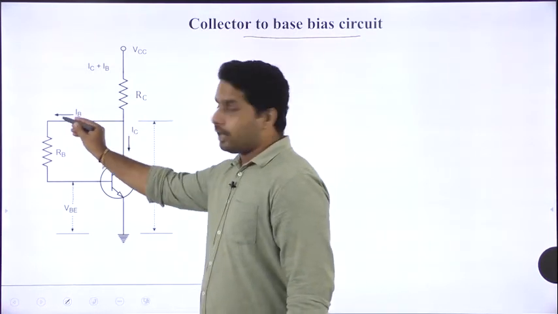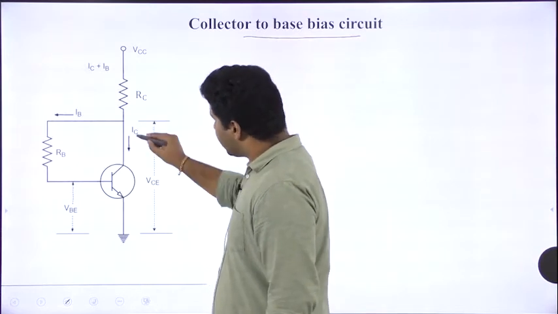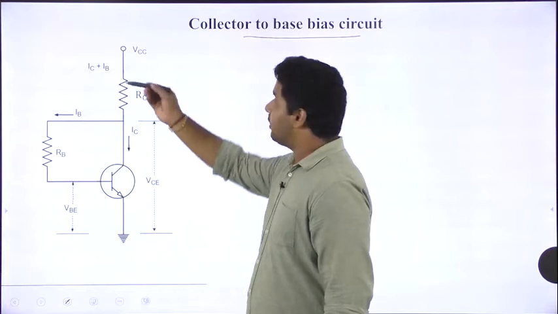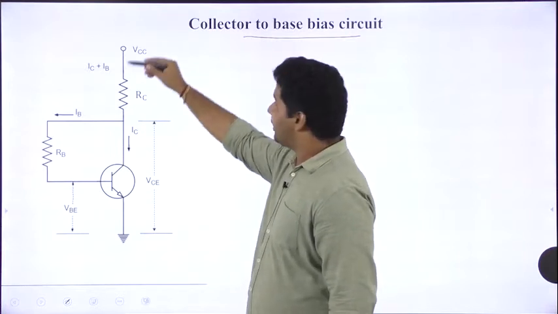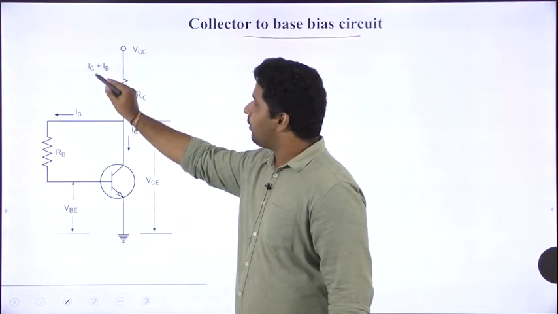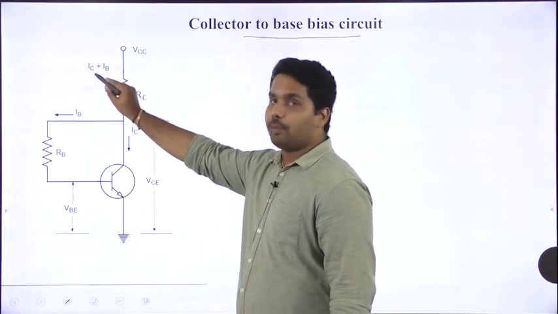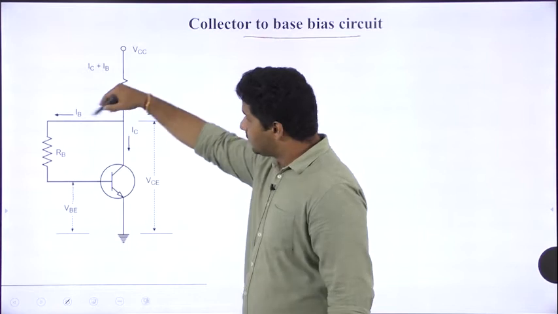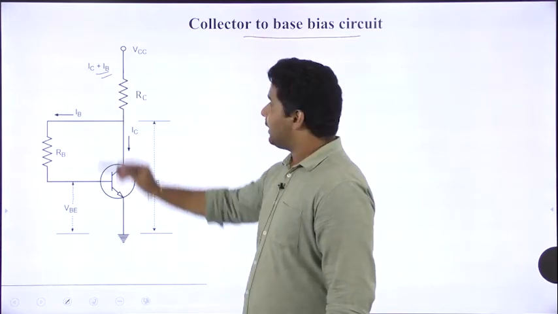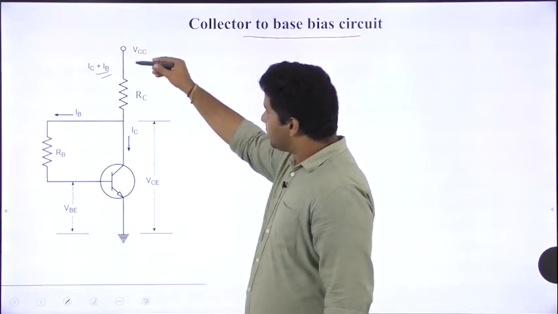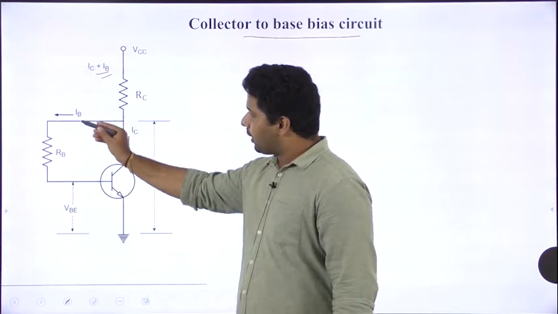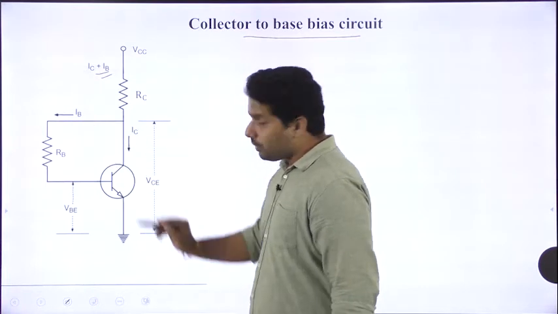The IB current direction is shown here, and the collector current direction is shown here. These two currents are supplied from the VCC only. That's why we have marked it like this: from VCC the total current is a combination of the collector current and the base current. So we have marked IC plus IB, and that total current flows through the RC resistance. Then you have the IB current to here and the IC current to here.